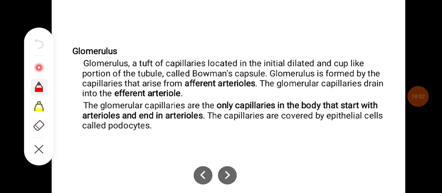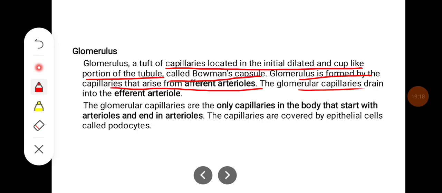Glomerulus is a tuft of capillaries located in the initial dilated and cup-like portion of the tubule, which is called Bowman's capsule. The glomerulus is formed by the capillaries that arise from afferent arterioles. The glomerular capillaries drain into efferent arterioles. The glomerular capillaries are the only capillaries in the body that start with arterioles and end in arterioles. The capillaries are covered by epithelial cells called podocytes.